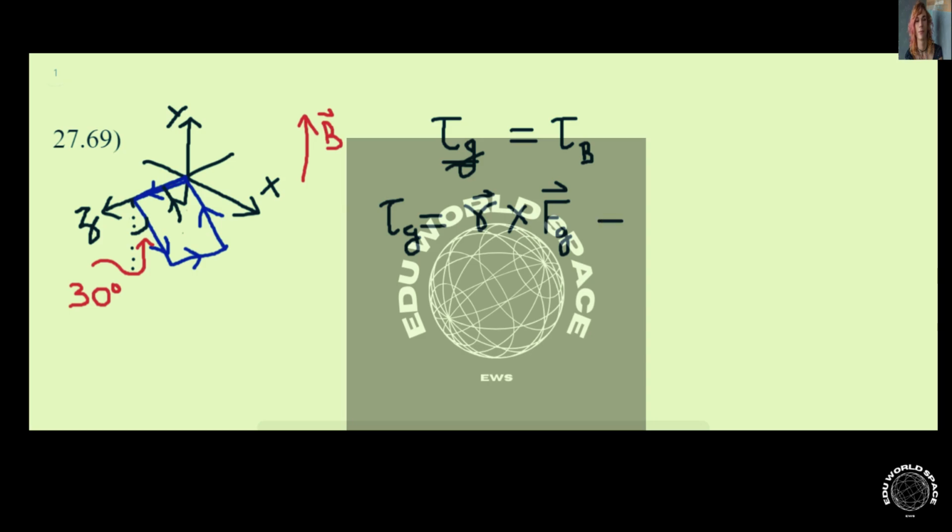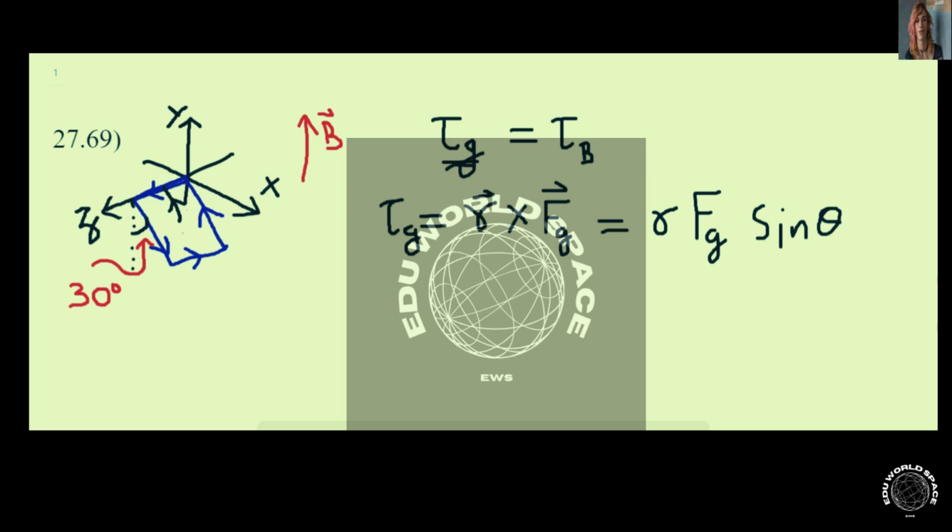Another way to write the cross product is as the magnitude of this vector r times the magnitude of the force due to gravity, times sine of theta, where theta is the angle between the force due to gravity and this vector r. So what is that angle? Let's try to figure that out.